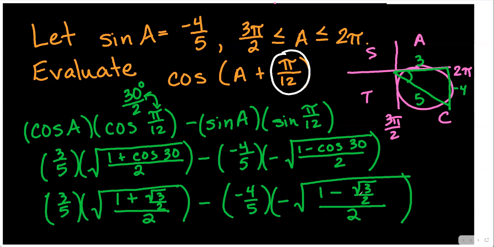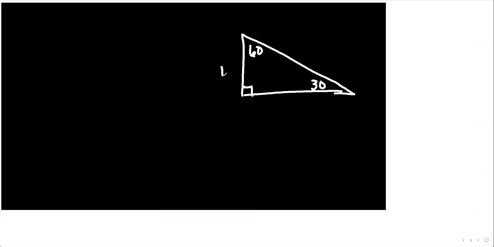Key to this is where we got that square root of 3 over 2. So let's look really quick to see where that came from. If this is a 30 degree angle, we have a 30, 60, 90 triangle. This would be 1, 2, square root 3. And because I want cosine, cosine is adjacent over hypotenuse, or square root of 3 over 2.